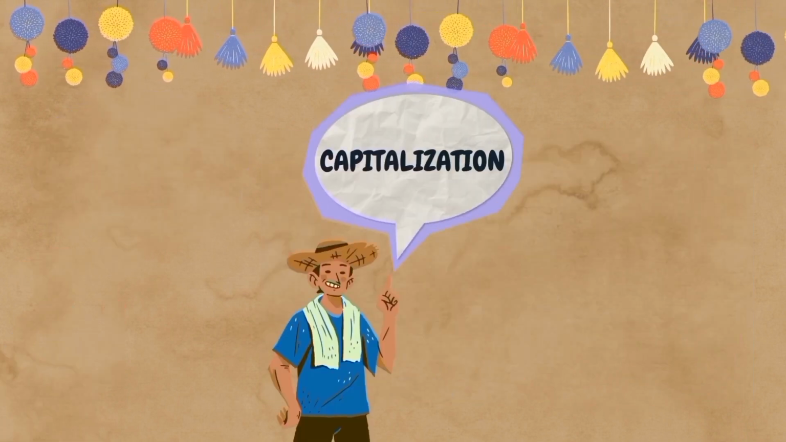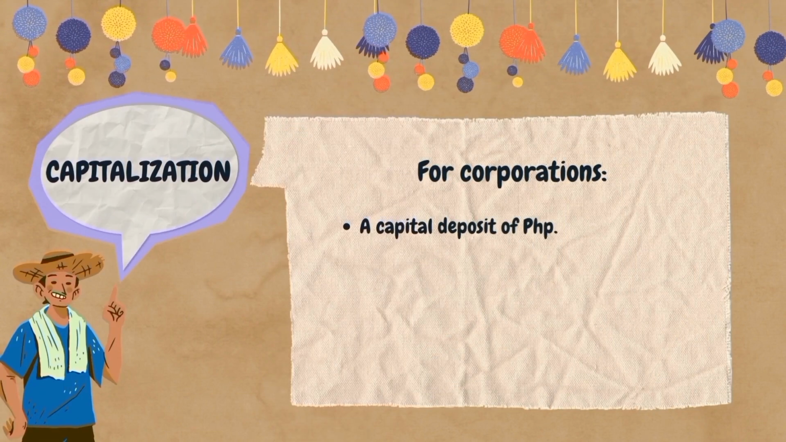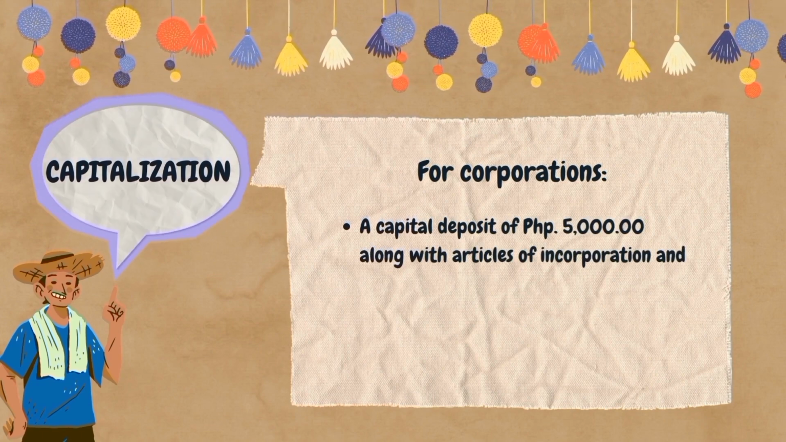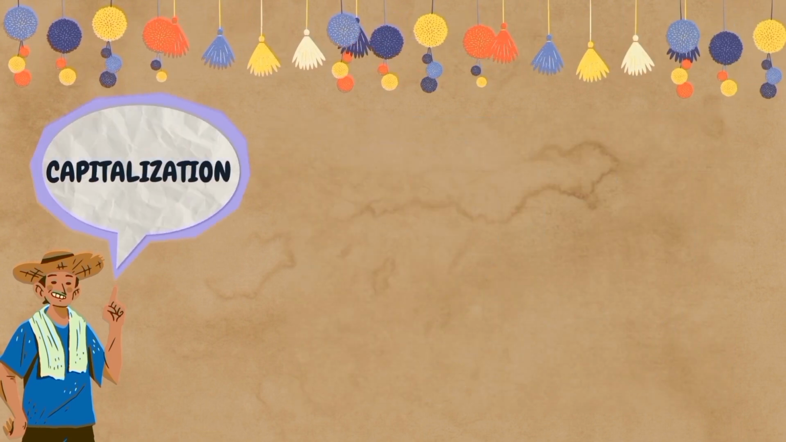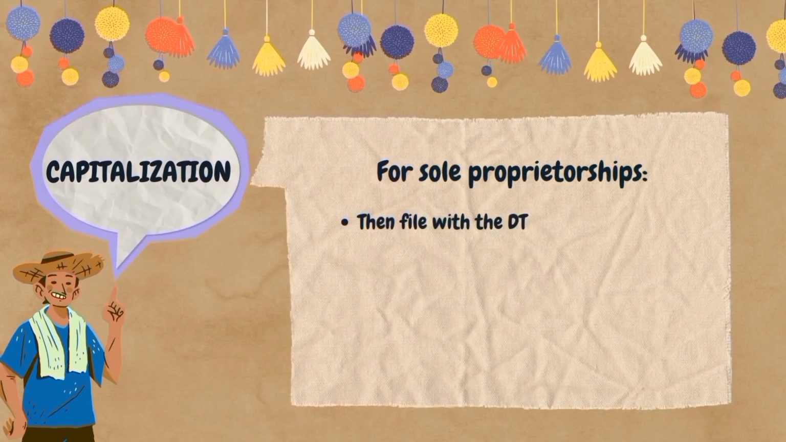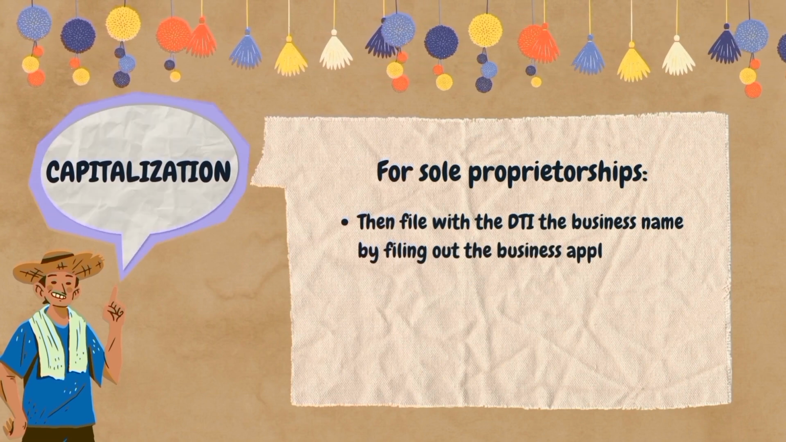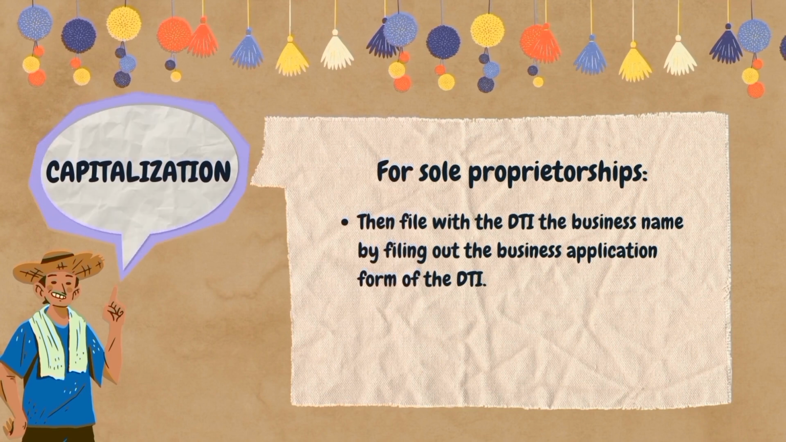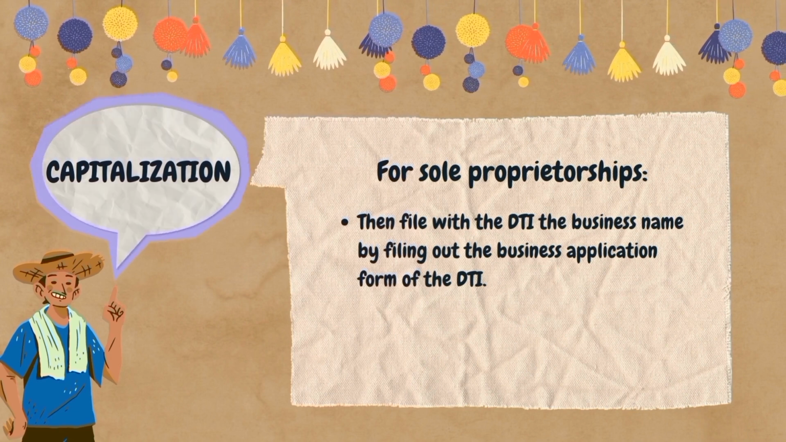The next step in our process is capitalization. If the business is a corporation under the Philippine Corporation Code, the minimum amount is 5,000 pesos. Depending on the bank, additional documents like articles of incorporation and identification documents are needed. However, if the business is a sole proprietorship, filing with the Department of Trade and Industry would enable the business owner to use the business name if it is still available. Likewise, it enables them to own the business name as a trademark. After filling up the business application form of the DTI, submit the same to the DTI and wait to be issued a certificate of registration.